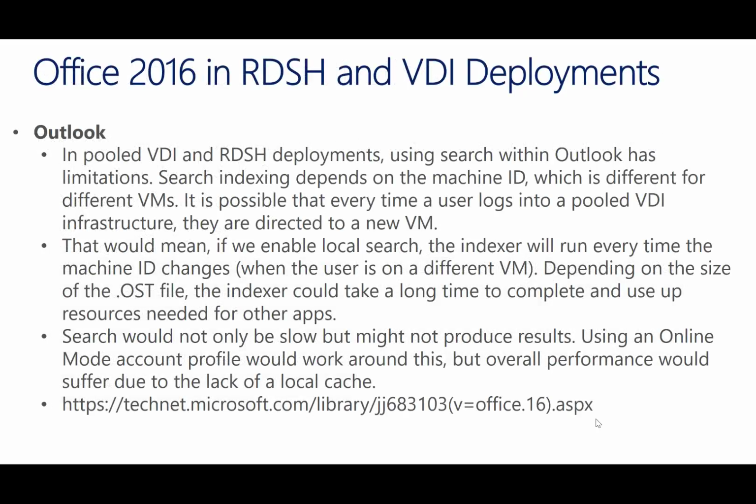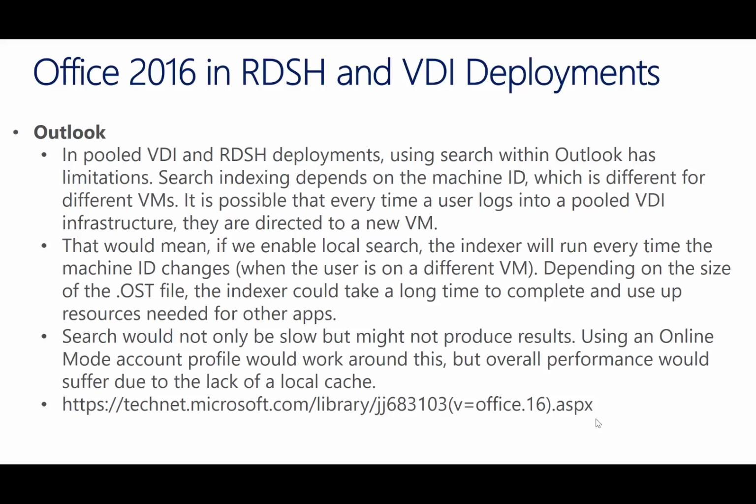So let's just talk about some of the things you need to think about when you are deploying Office in VDI and remote desktop type environments. With Outlook specifically, you need to think about the OST file. With some of the older versions of Office, it didn't do a great job with Outlook. Search might work, but it might be slow. The results may not show exactly what you want there.